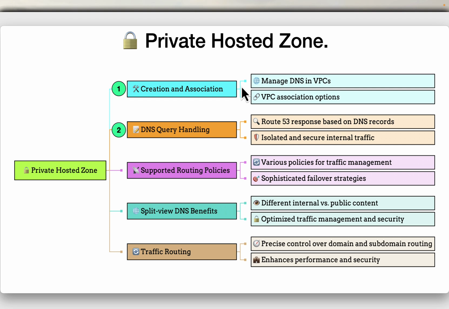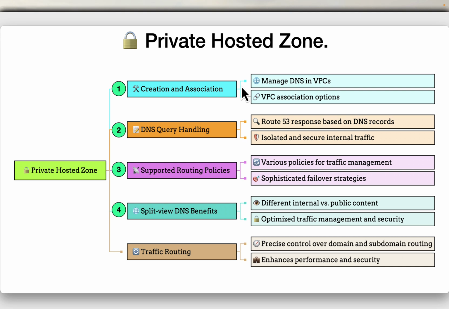Second, DNS query handling. Route 53 responds to domain queries from applications within a VPC based on the DNS records in the private hosted zone, ensuring that internal traffic remains isolated and secure. Third, supported routing policies. Various routing policies such as simple, failover, multi-value answer, weighted, latency-based and geolocation are supported for private hosted zones as well. We'll see the routing policies in later slides.